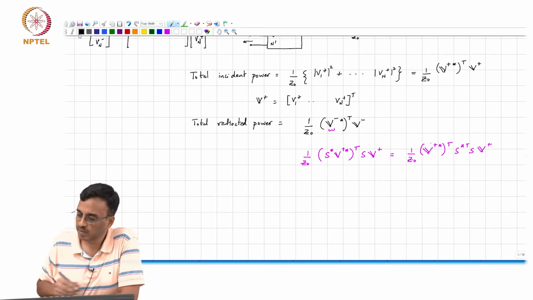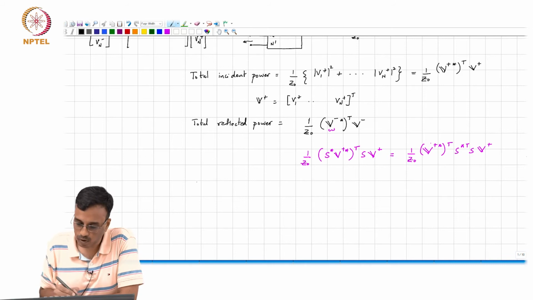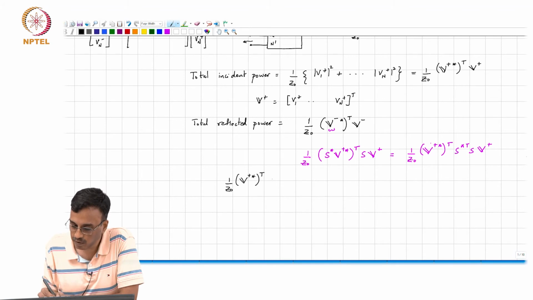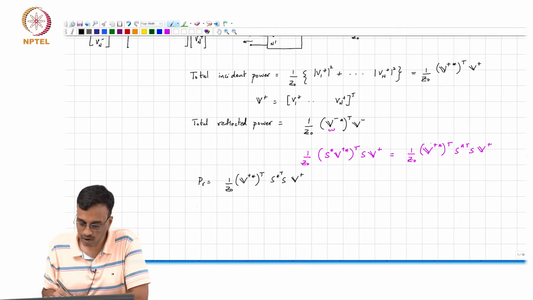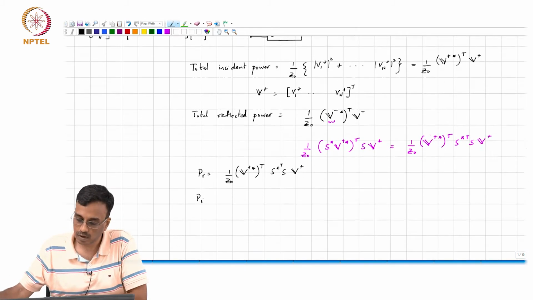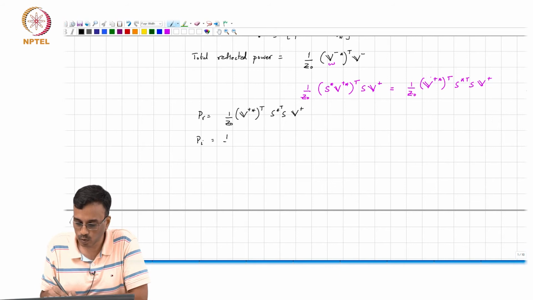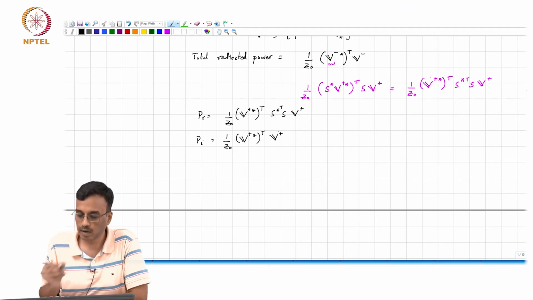Therefore, the reflected power PR is 1 over Z naught V plus star transpose S star transpose times S times V plus. And the incident power PI, again for your reference, is simply 1 over Z naught times V plus star transpose times V plus.